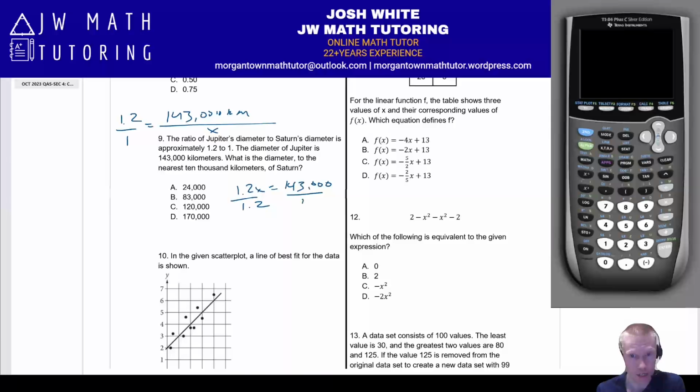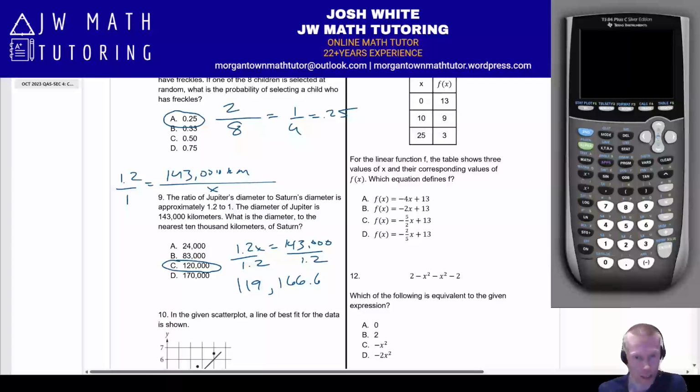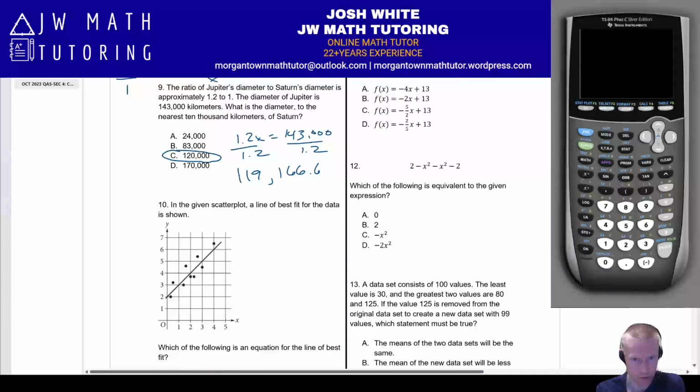143,000. Divide both sides by 1.2. The answer comes out to 119,166.6 repeating, but this rounds to 120,000 because the question says to the nearest 10,000. So the 19 rounds up to 20. So the correct answer is letter C. Again, this is just a basic proportion that we set up.